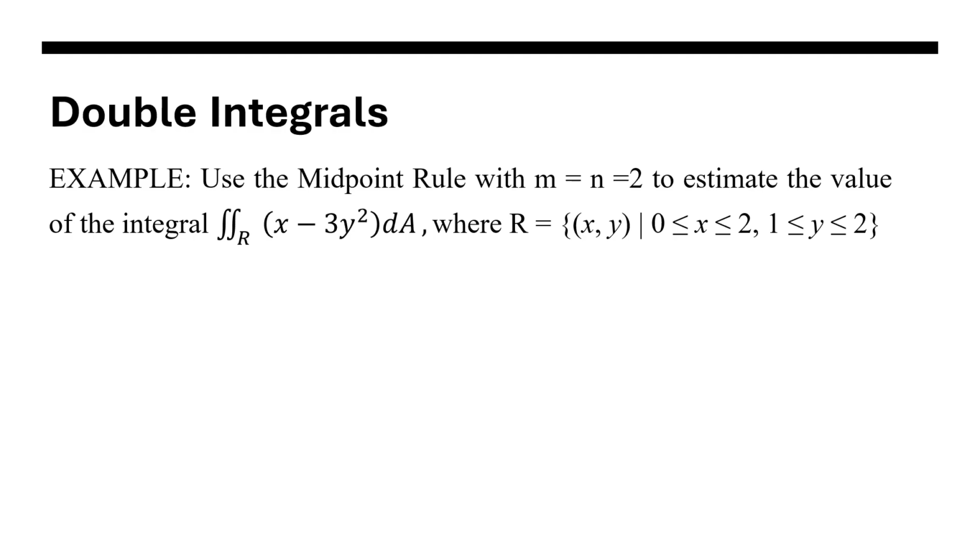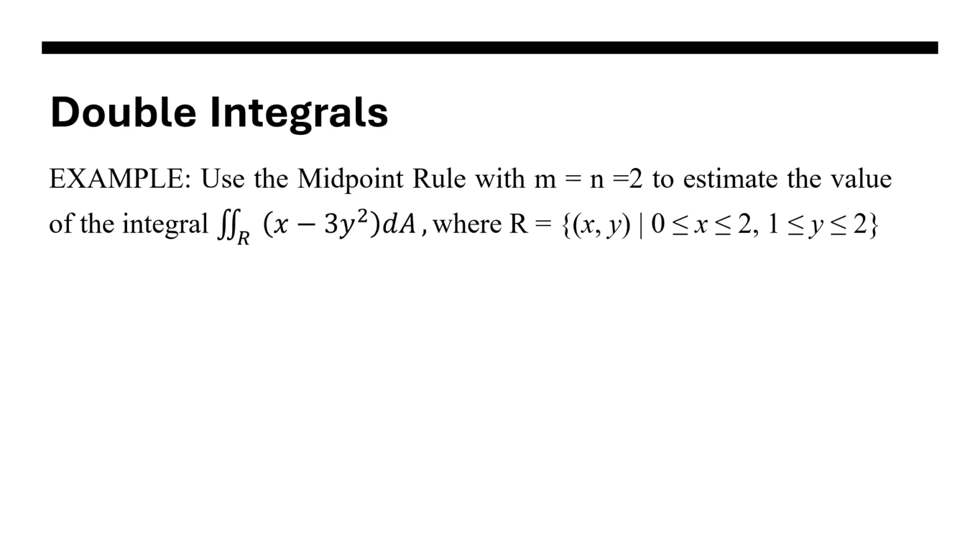Let's have an example. Use the midpoint rule with m equal to n equal to 2 to estimate the value of the double integral of the quantity x minus 3y squared dA, where R is the set of (x, y) such that x is greater than or equal to 0 but less than or equal to 2, and y is greater than or equal to 1 but less than or equal to 2.